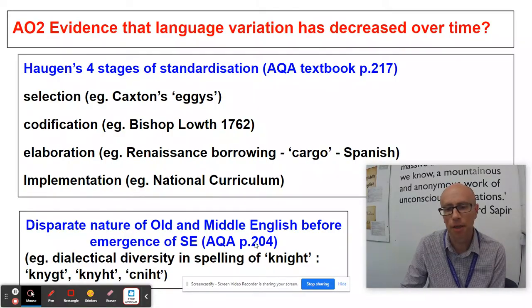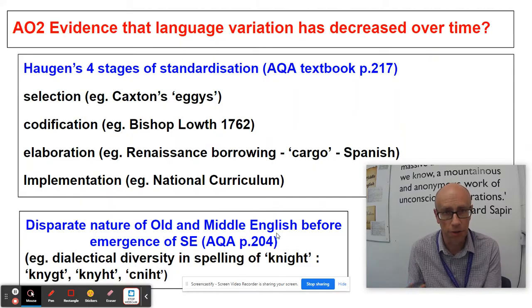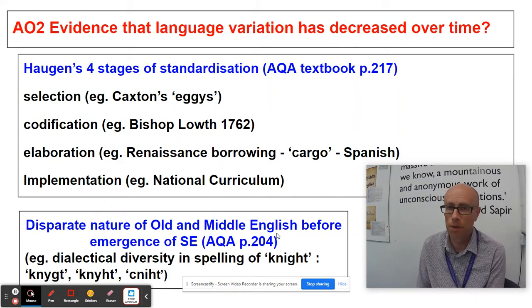You could also think, and this is mentioned in the AQA textbook on page 204, about the very mixed, disparate nature of Old and Middle English before the emergence of Standard English. Use the words Old English very carefully. We're talking about English spoken between 449 AD and 1100, and Middle English is that medieval period between 1100 and round about 1500. But again, it's this idea that there was a heck of a lot of dialectical diversity in the pronunciation of words, and therefore in the spelling of words as well, because of course there was no standard form of spelling in Old or Middle English.